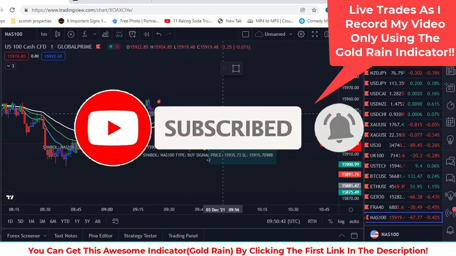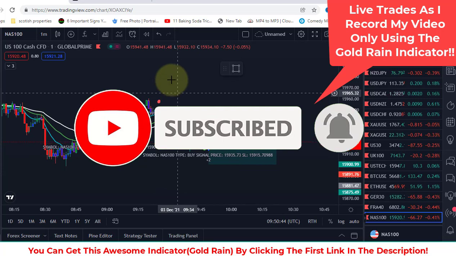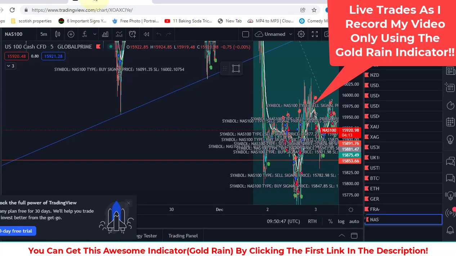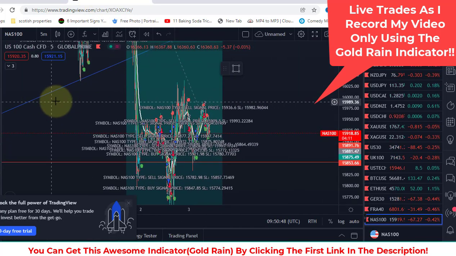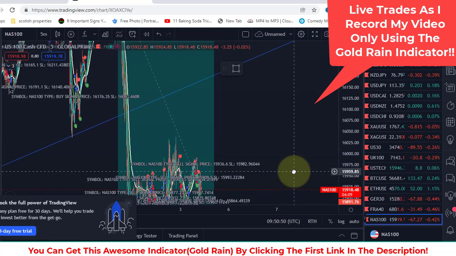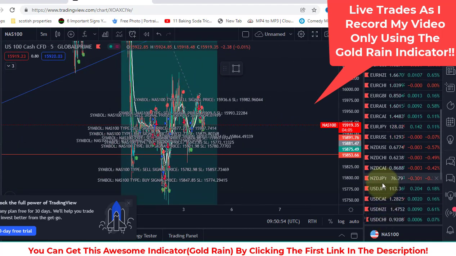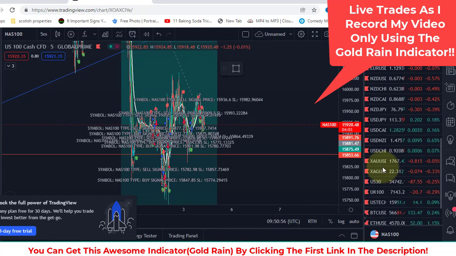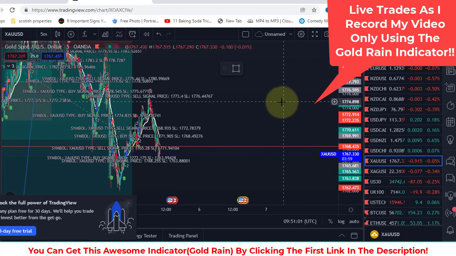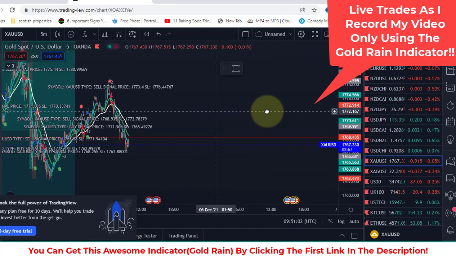Yeah, and this is the Nasdaq. Obviously we have to see. So this is the previous trade I took, and then it was amazing. Now, this is just solely using the indicator, guys. I'm gonna go on gold, and then we try gold as well.